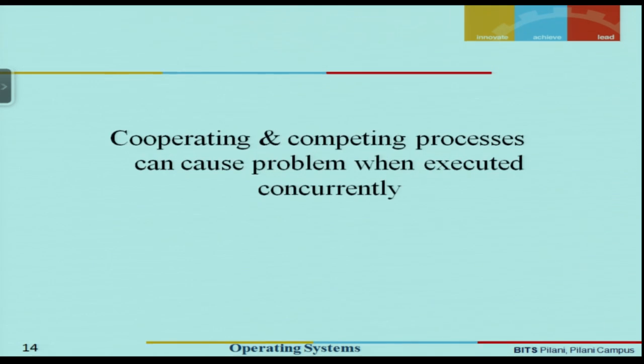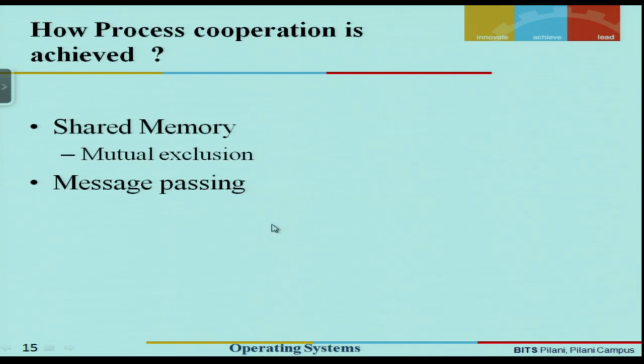So we find that cooperating and competing processes can cause problems when they are executed concurrently. We need some kind of a solution which will eliminate these problems. So let us briefly look at how the cooperation is achieved.